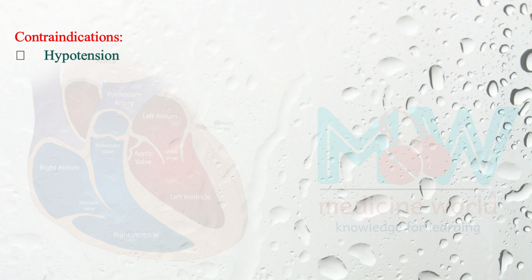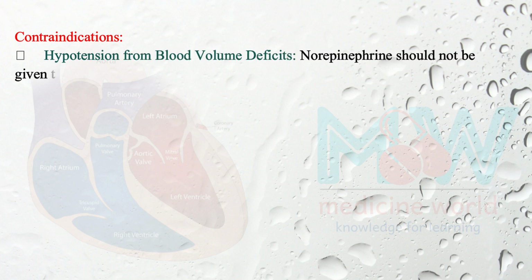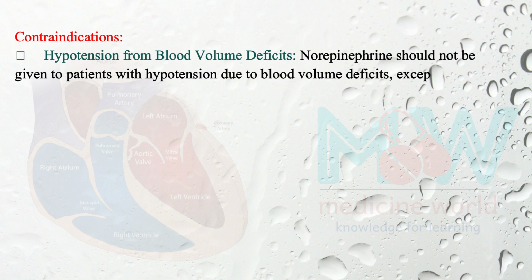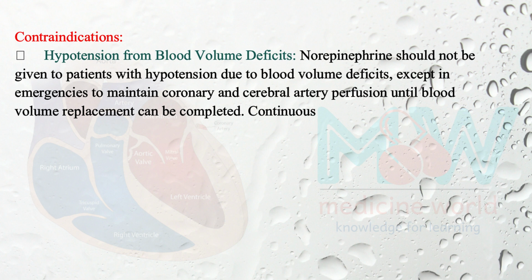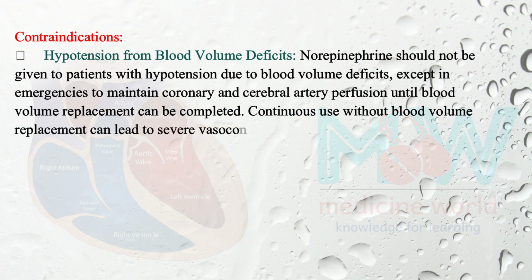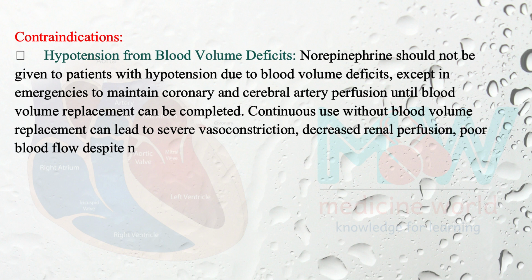Contraindications. Hypotension from blood volume deficits. Norepinephrine should not be given to patients with hypotension due to blood volume deficits, except in emergencies to maintain coronary and cerebral artery perfusion until blood volume replacement can be completed. Continuous use without blood volume replacement can lead to severe vasoconstriction, decreased renal perfusion, poor blood flow despite normal blood pressure, tissue hypoxia, and lactic acidosis.